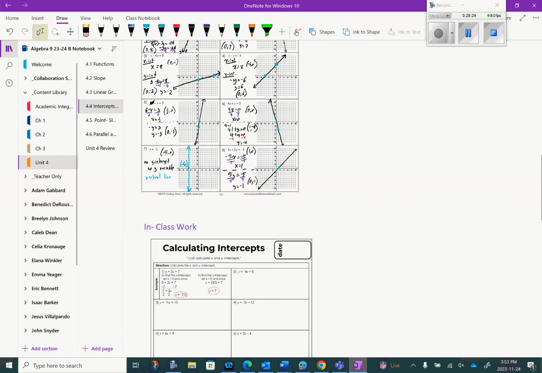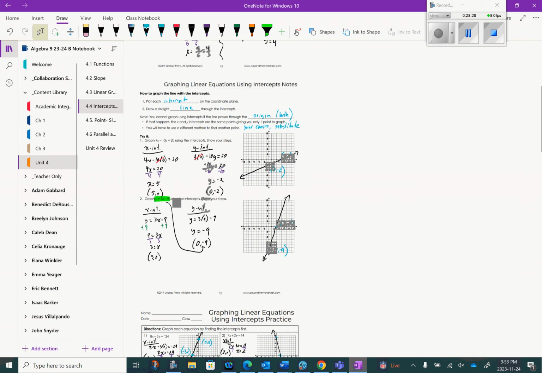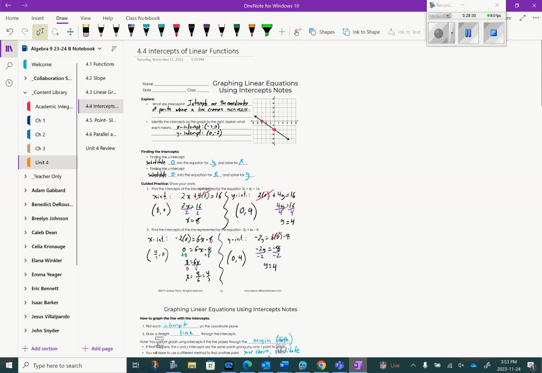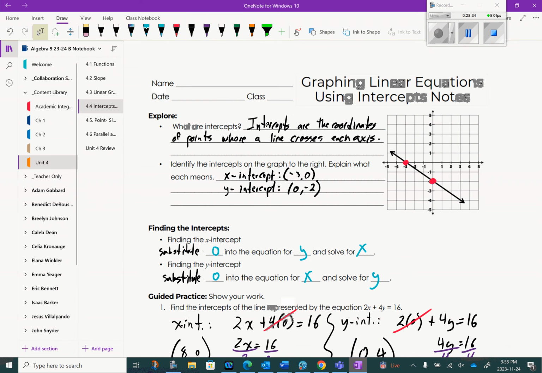Okay, so again, that's how to find and how to graph different lines here using the intercepts method. Again, there is no easier number to substitute than 0. So to find the x-intercept, we substitute 0 in place of y and solve for x. To find the y-intercept, we substitute 0 for x and solve for y.